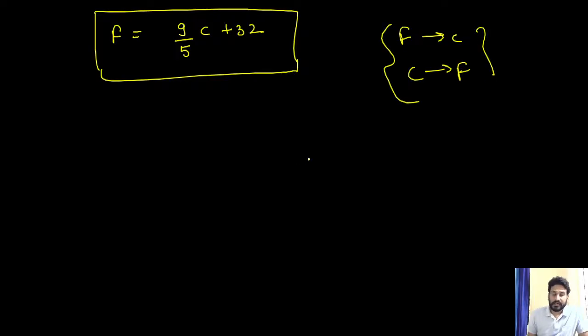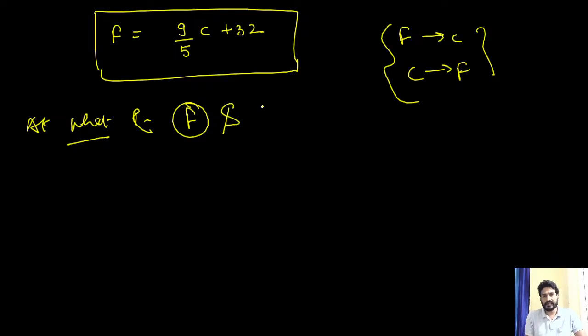Okay. Question is saying that at what reading the Fahrenheit and the degree Celsius scale show the same reading. Same reading means the same number. Is it clear to you? So we have to calculate that particular number that is the same for the Fahrenheit scale and the degree Celsius scale. This is the question only.